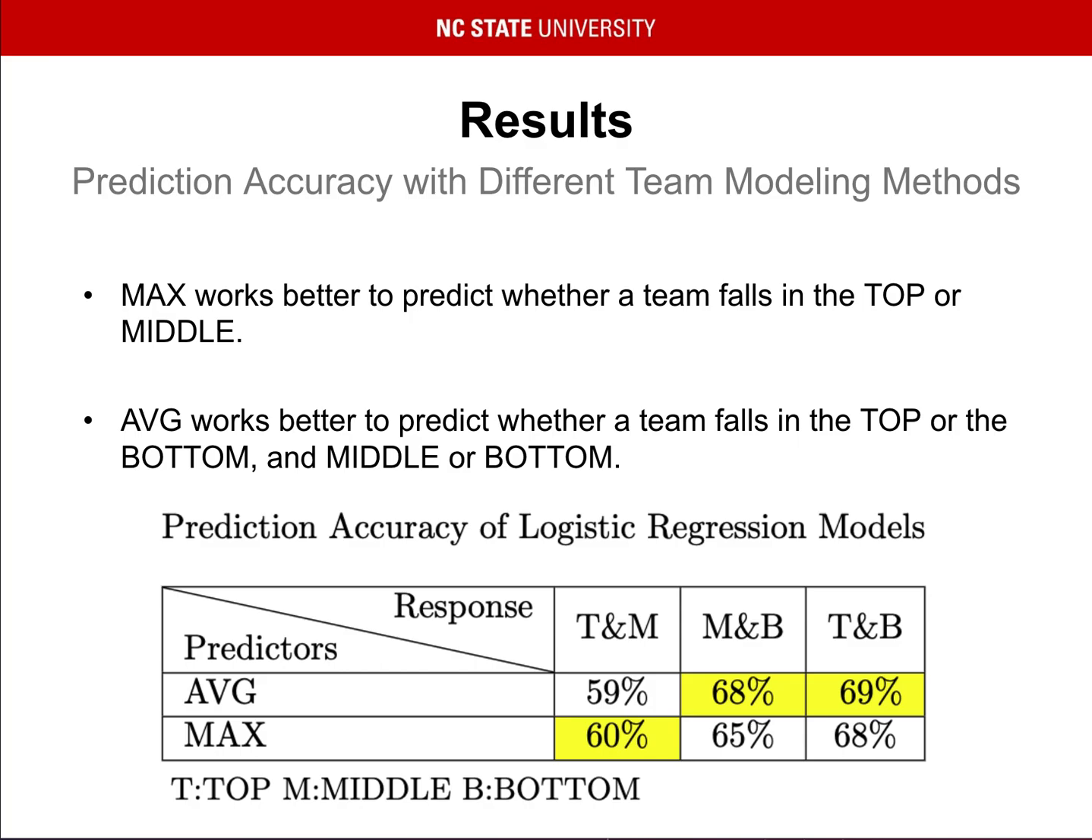Now let's talk about the results. Here are the prediction results of our logistic regression models. We use model prediction accuracy to select the best model for predicting top and middle, middle and bottom, and top and bottom. We can see that using the maximum to model a team works slightly better when we try to predict whether a team falls in the top or middle. However, when we try to predict top and bottom, and middle and bottom, average works better.